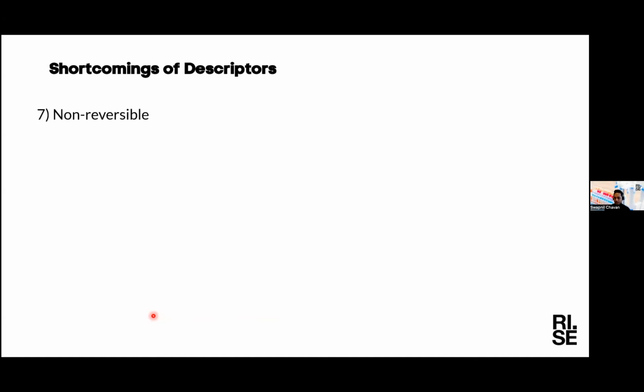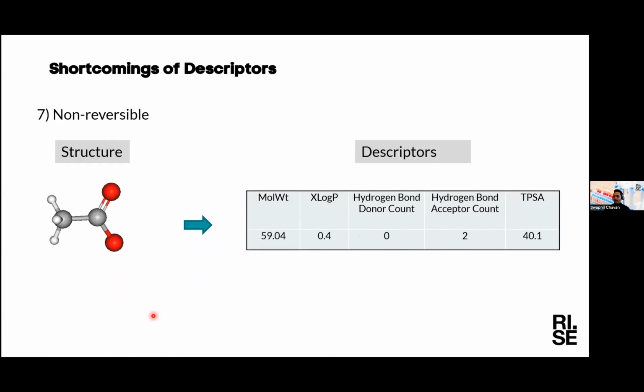The seventh drawback is that they are non-reversible. What I mean by that is, if you have a structure and you run this through some descriptor calculation software, you will end up having a table of descriptors, let's say molecular weight, log P, hydrogen bond acceptor, donor, TPSA. But if someone gives you this table of molecular weight, log P, hydrogen bond acceptor, donor, TPSA, and asks you what the original structure is, one could not trace it back to the original structure. So they are one way, non-reversible in nature, which is a kind of drawback.